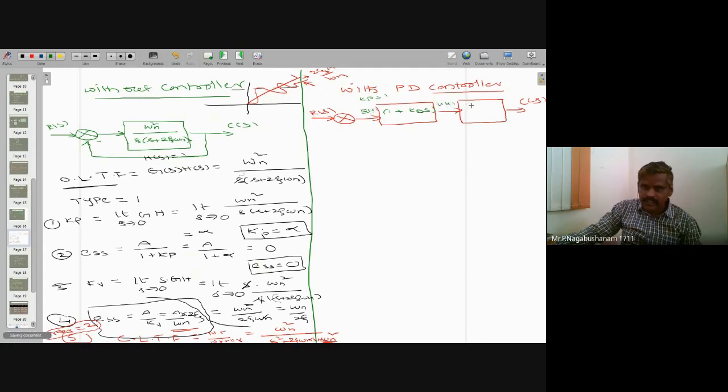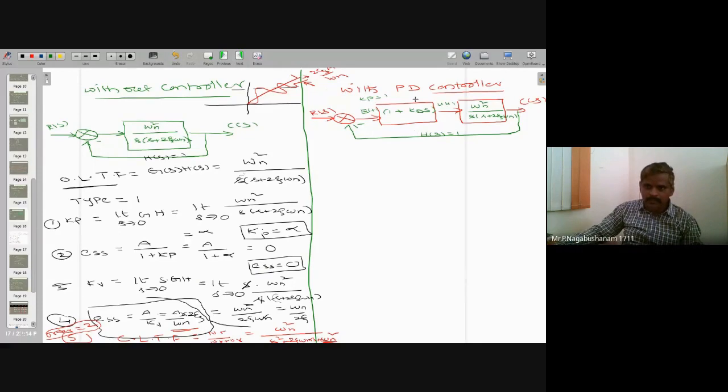This is a general transfer function, second order: omega n square divided by S into S plus 2 zeta omega n. Then assume, because I have to compare with the standard one, I have to take a unity feedback system, negative. Unity means H of S equal to 1. Now I'm going to find the open loop transfer function, because I want to compare.